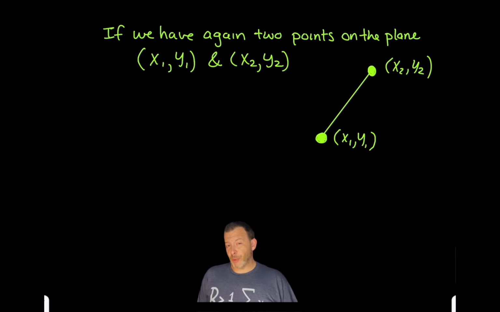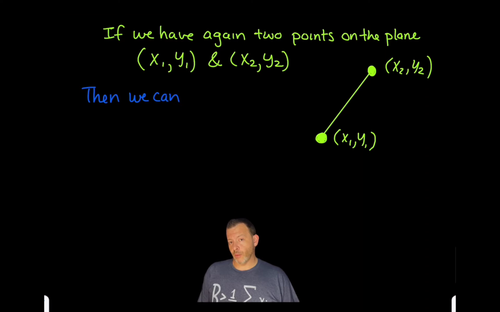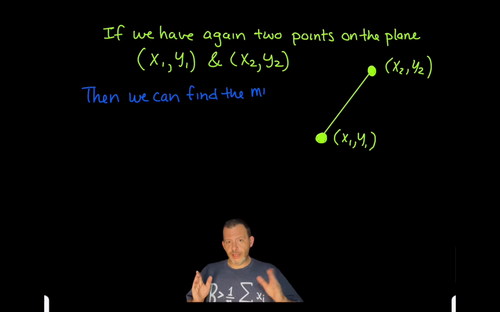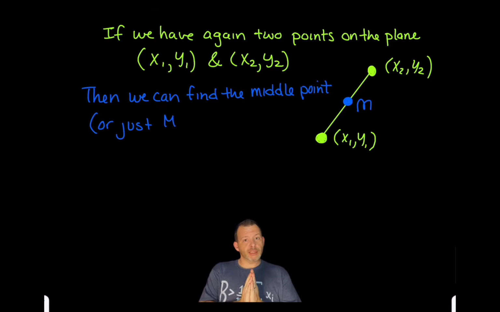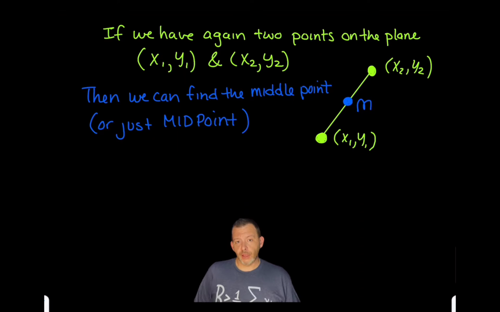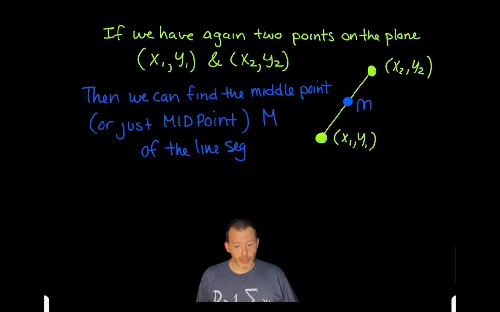So again, if we have 2 points on the plane, (x1, y1) and (x2, y2), then we can find the middle of that line segment, the point that lies exactly in the middle that cuts the line segment exactly in half. That's called the midpoint. We usually use a capital M to denote the midpoint.